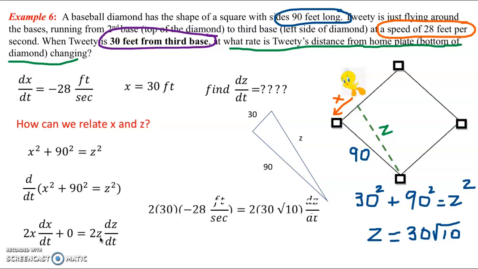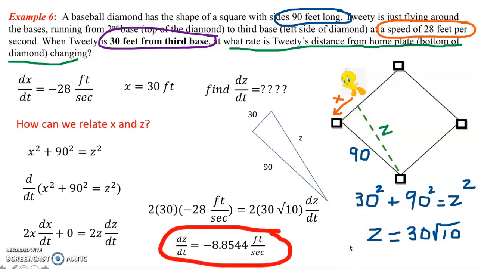Now we plug this into the equation, and I get 2 times 30 times negative 28 feet per second equals 2 times 30 radical 10 times dz/dt. Again, this is just algebraically and numerically solving for dz/dt. I get negative 8.8544 feet per second, meaning that the distance between home plate and Tweety is also getting smaller. As you can tell, this is a hypotenuse of the triangle, and the hypotenuse is getting closer and closer this way to 90, but it would be bigger than 90 at any given point. This is my answer to the question that they asked me: what is the rate of change of Tweety's distance from home plate?